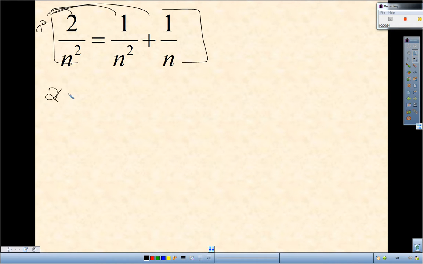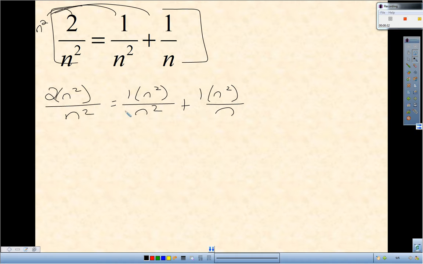So the first one would be 2n squared over n squared, 1 times n squared over n squared plus 1 times n squared over n. The reason why you multiply by the common denominator is that factors will cross out, so n squared over n squared will cross out, leave me 2. The second fraction, n squared over n squared will cross out, leave me 1, plus n squared is n times n, so I can cross out one of my n's, and that'll leave me 1n.